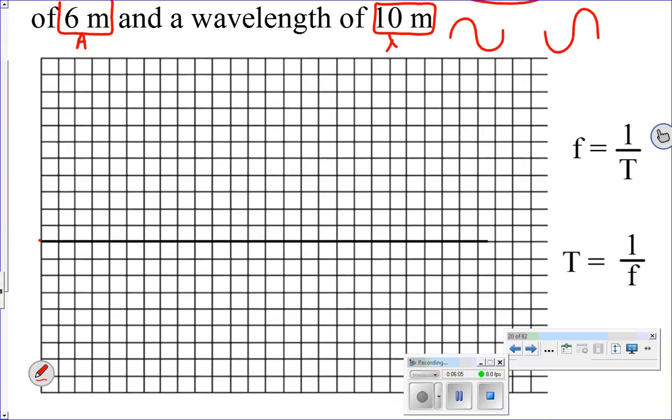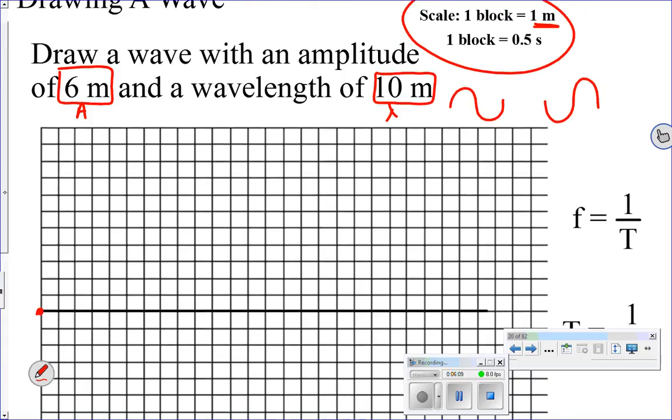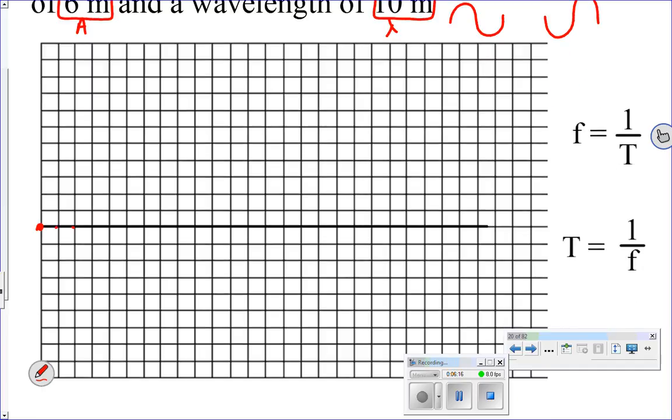So we're going to start our wave right here. Now we need this wave to go a total of 10 meters. So 10 meters is equal to 10 blocks. So 1, 2, 3, 4, 5, 6, 7, 8, 9, 10 will show where one complete cycle of this wave will end. I'm going to choose to just start at rest position and go up first. I can also figure out that this will hit the rest position again at 5. That's half a wavelength. 1, 2, 3, 4, 5.